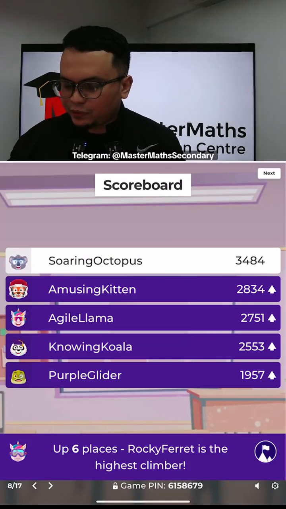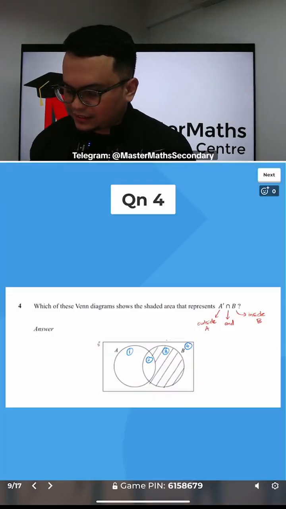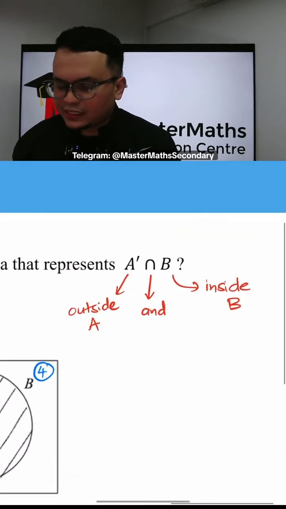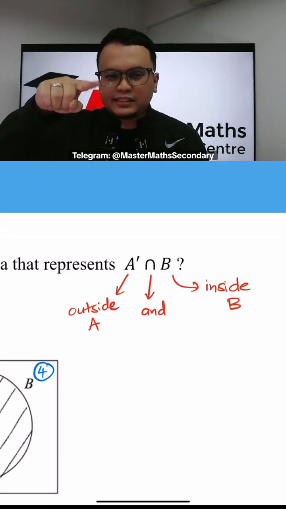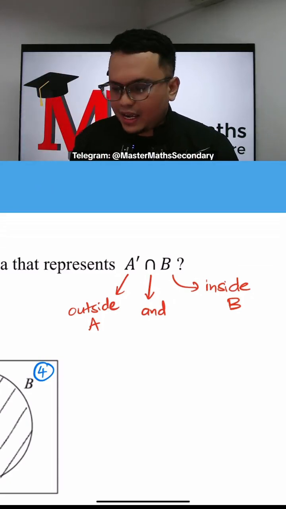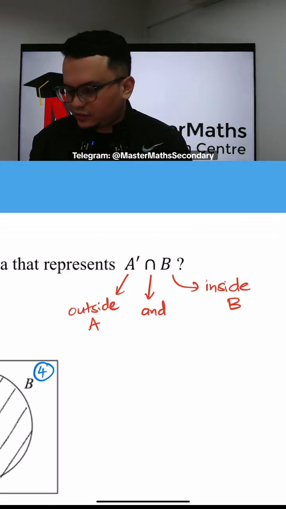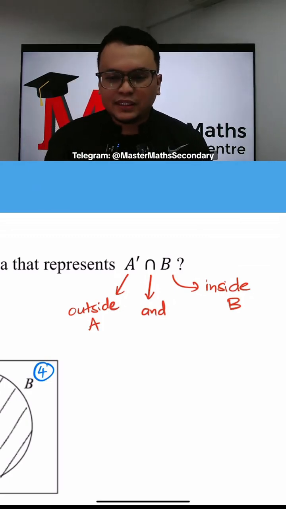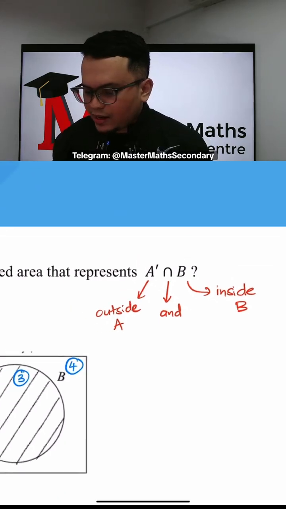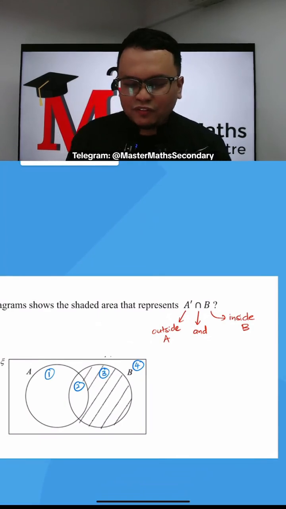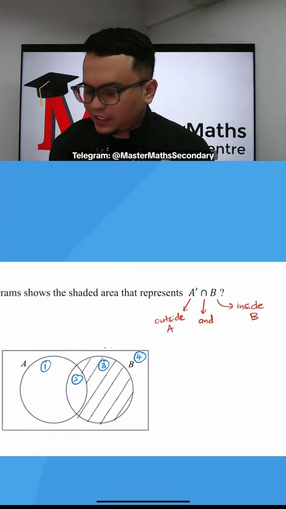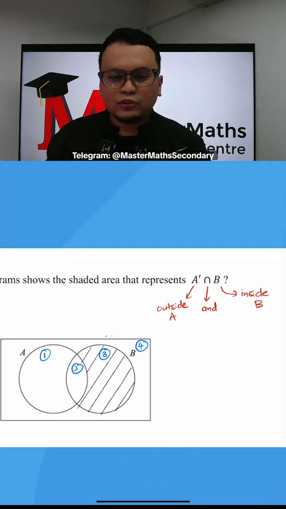Now, let me explain to you how this is done, guys. Let me translate first. A complement means outside of A. Intersection translates to an AND, and B would just mean inside of B. If you find that Venn diagrams are so difficult to do, you can actually split it up into these four regions here. Region 1, Region 2, Region 3, Region 4.